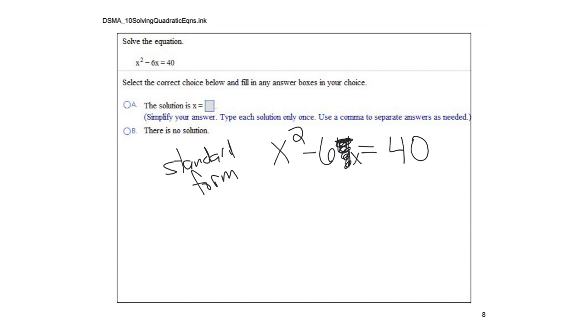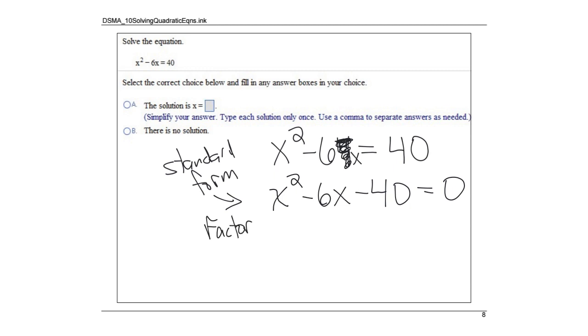All right, so let's go ahead and move the 40 over. Of course, when it moves over, it changes signs, which is very important. So I now have x squared minus 6x minus 40 is equal to 0. So now I'm in standard form, and now I can go ahead and factor.